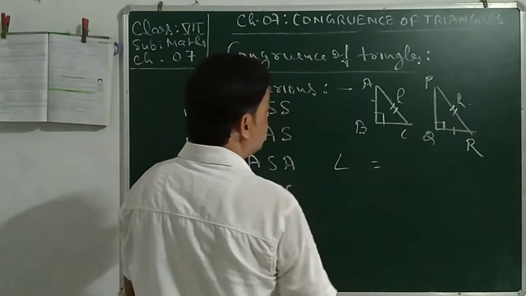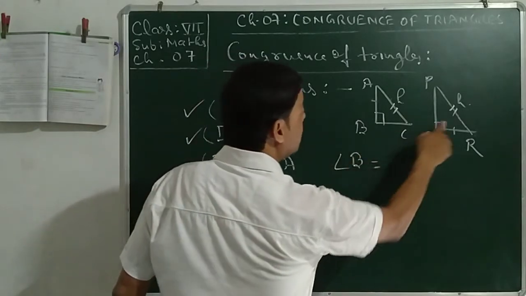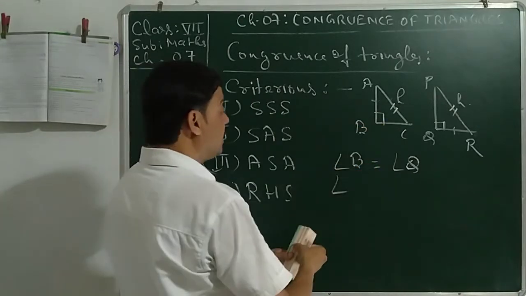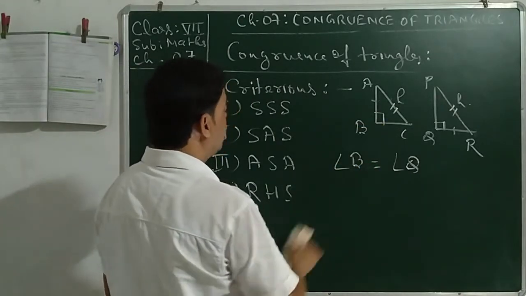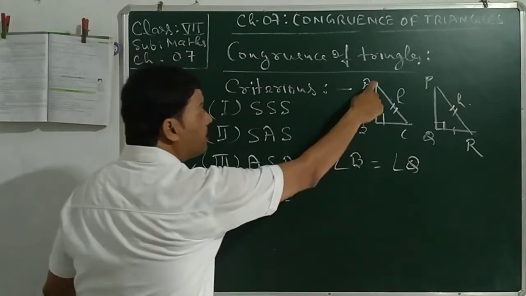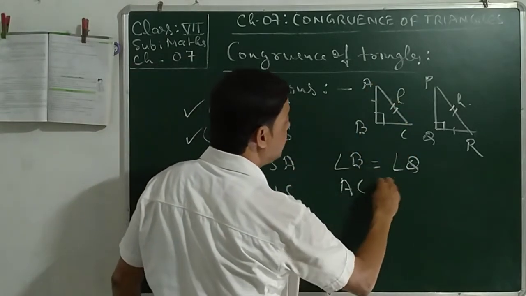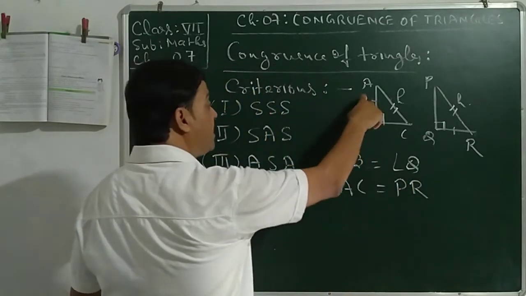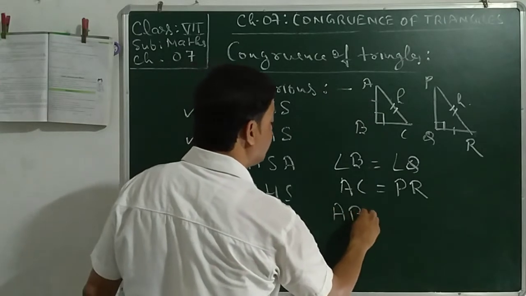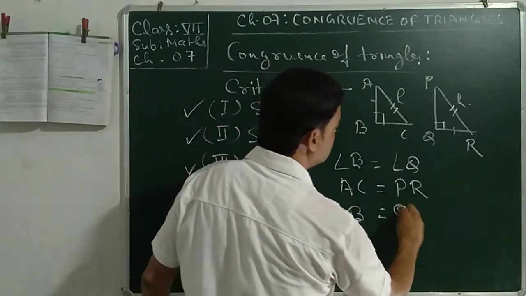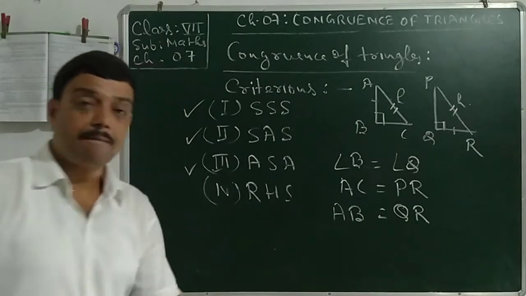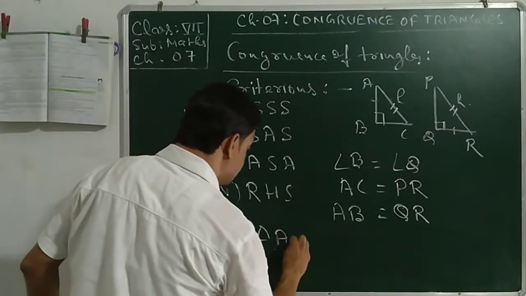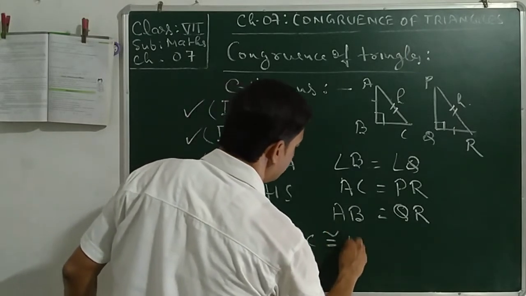It is angle R, the right angle. Angle B equals angle Q. After the right angle it's the hypotenuse. Hypotenuse is AC, AC equals PR. And any one side, I have taken here AB equals QR. If any one side matches with another side, then we can say triangle ABC is congruent to triangle PQR.